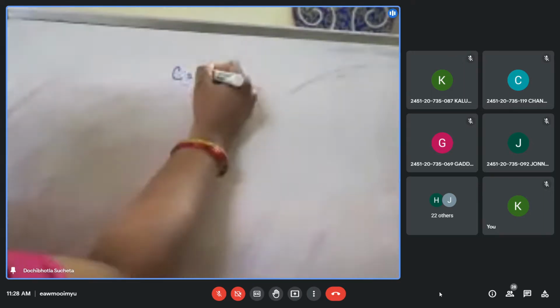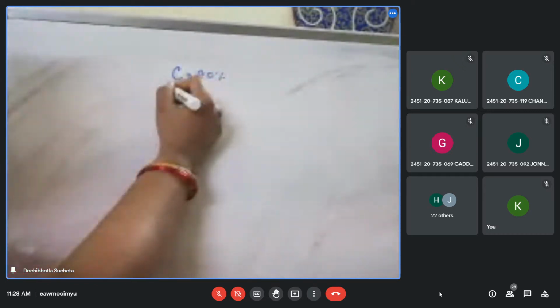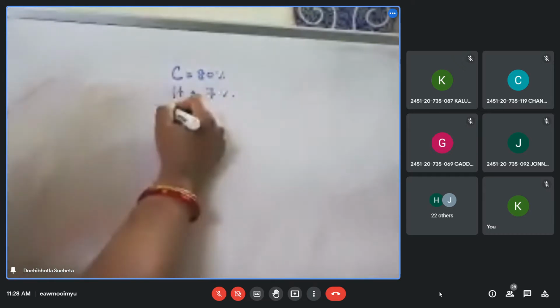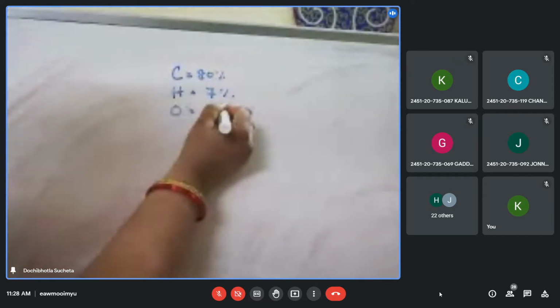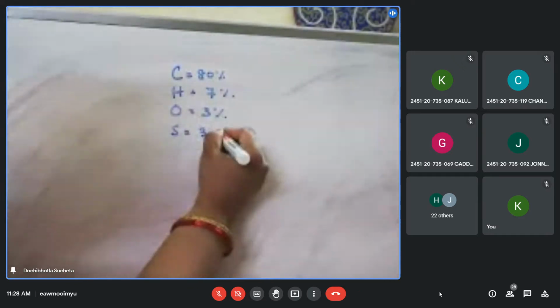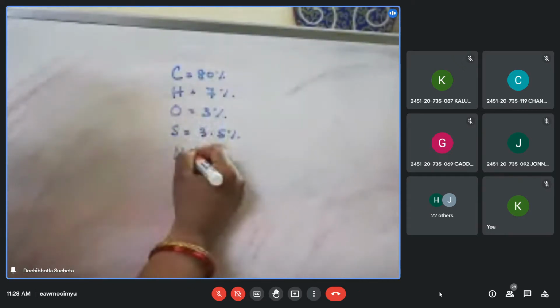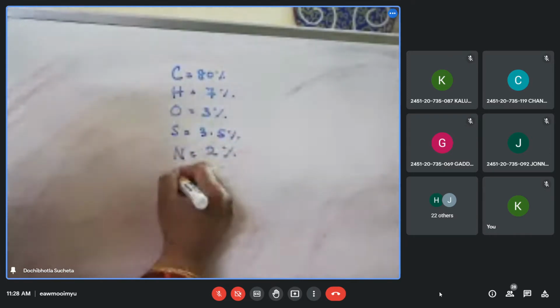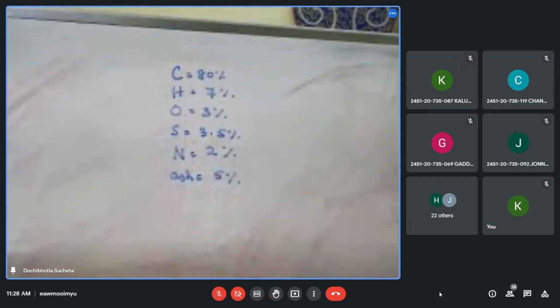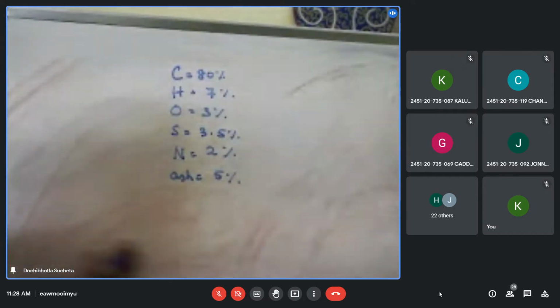Carbon is 80%. Hydrogen is 7%. Oxygen is 3%. Sulfur is 3.5%. Nitrogen is 2%. Ash is 5%. Calculate GCV and NCV.